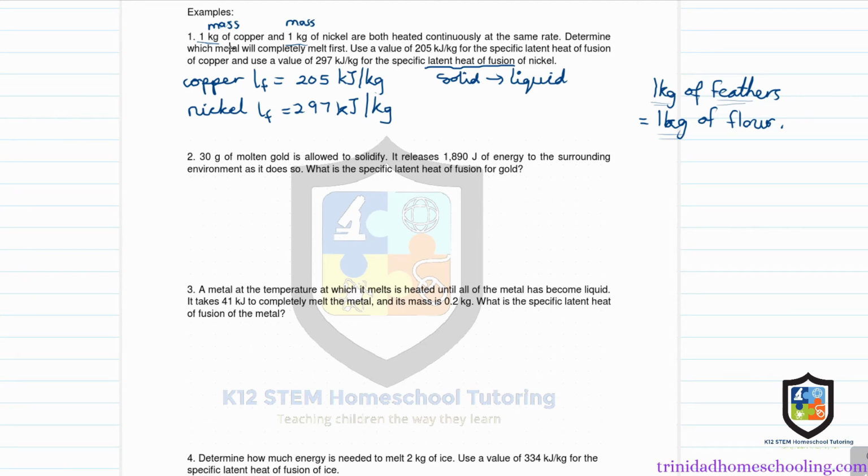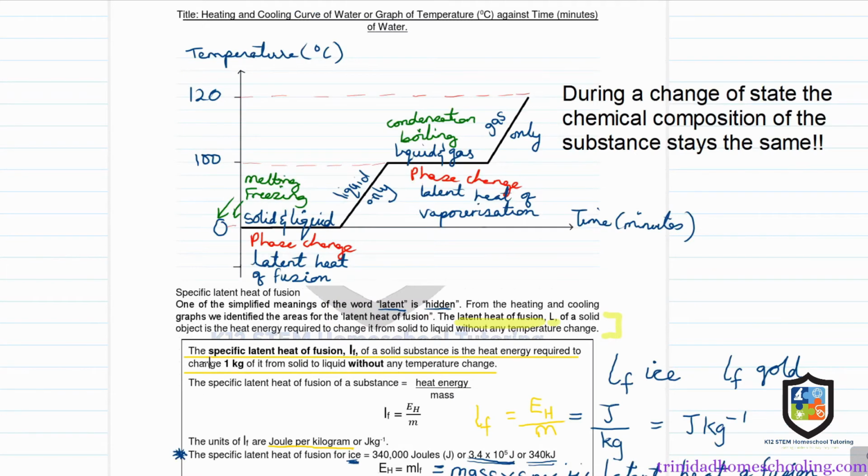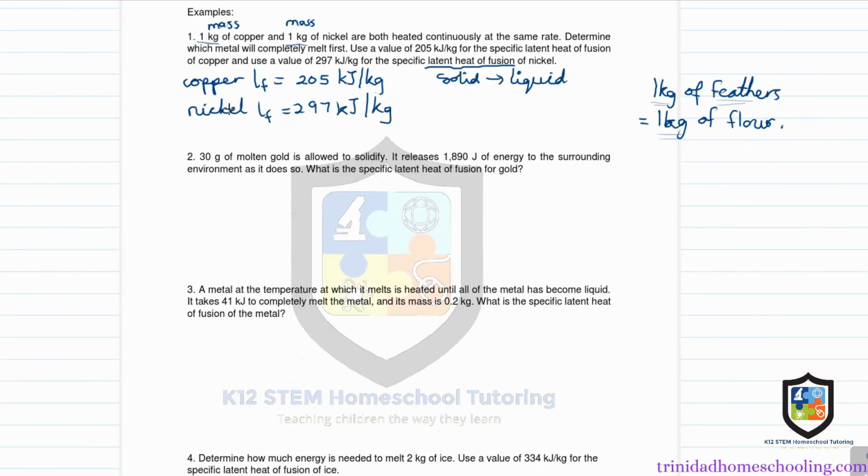Now, do you remember what your definition is for specific latent heat of fusion? Let's go back. The specific latent heat of fusion of a solid is the heat energy required to change 1 kilogram of it from solid to liquid without any temperature change. So basically, this is the amount of heat energy we need to melt 1 kilogram of solid. Okay? So here we are using 205 kilojoules to melt copper. We are using 297 kilojoules to melt nickel.